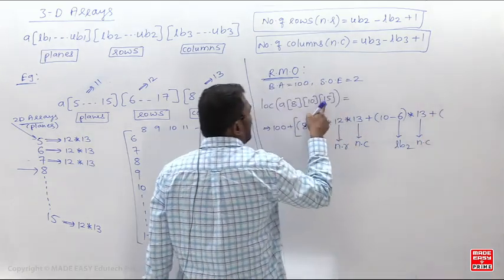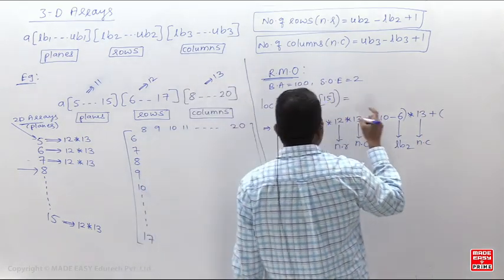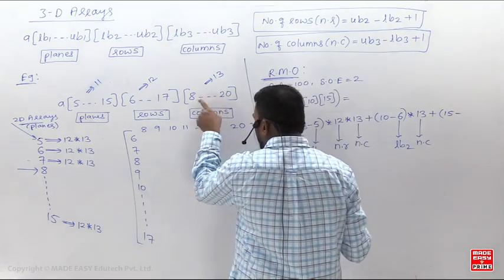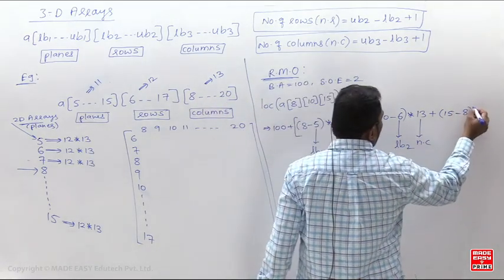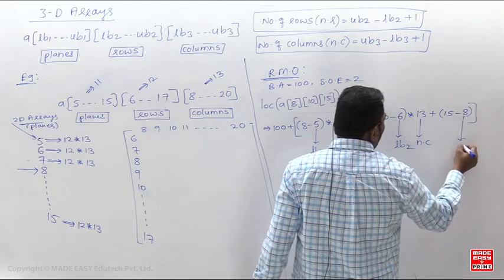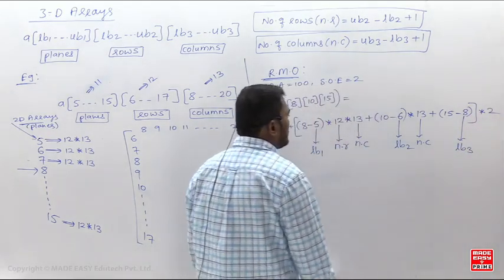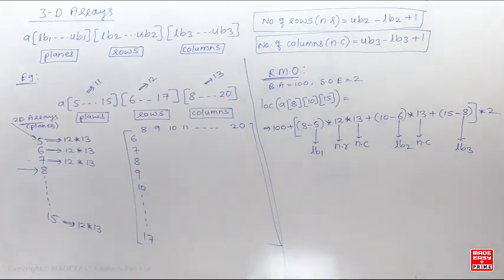Plus now, the column number you want to go to is what? The 15th column. So for the 15th column, how many columns do you have to cross? 15 minus 8. 15 minus 8 columns you have to cross. What is this 8? Lower bound 3. Multiply with the size of the element, 2.